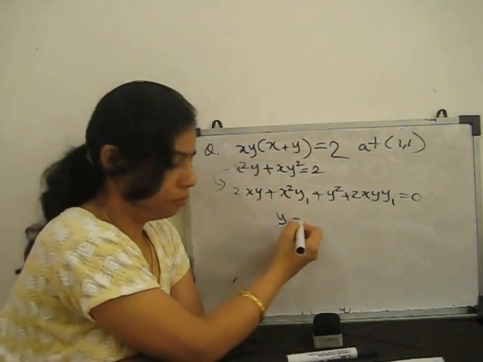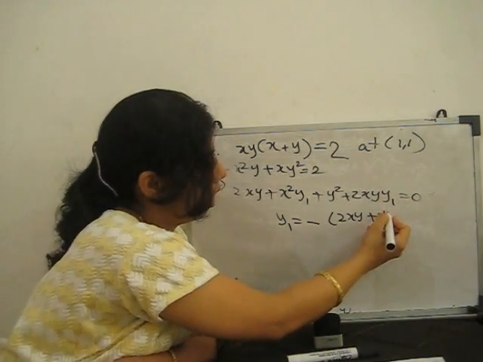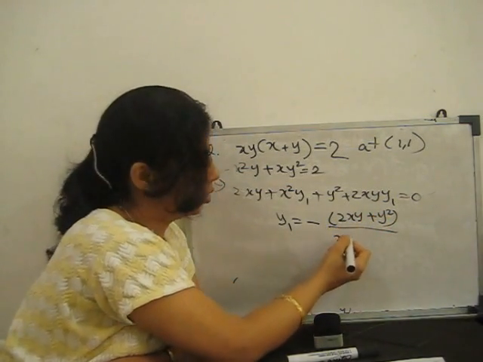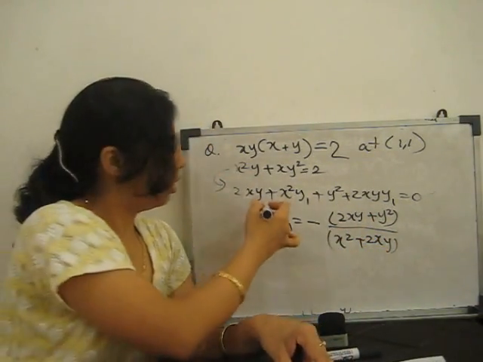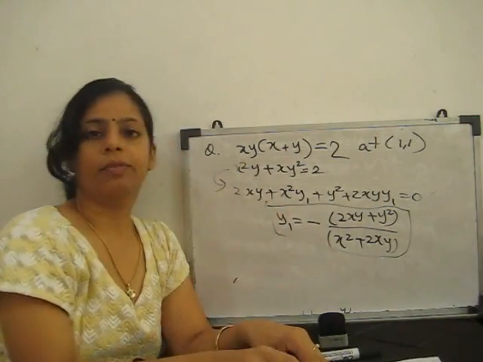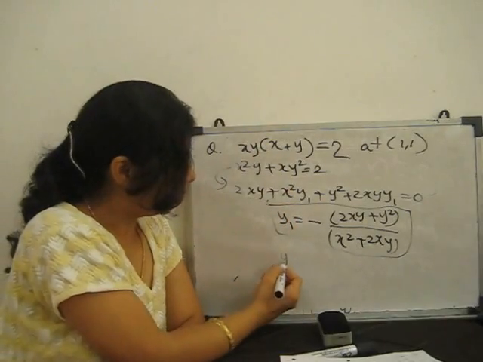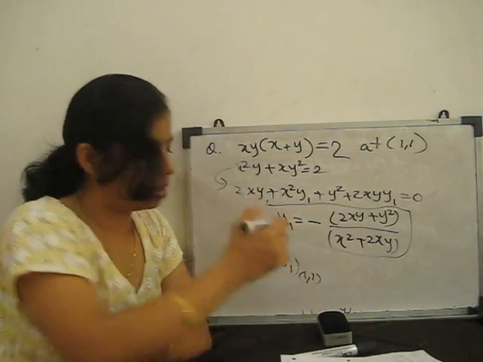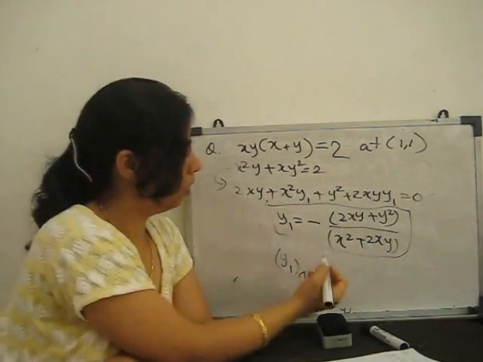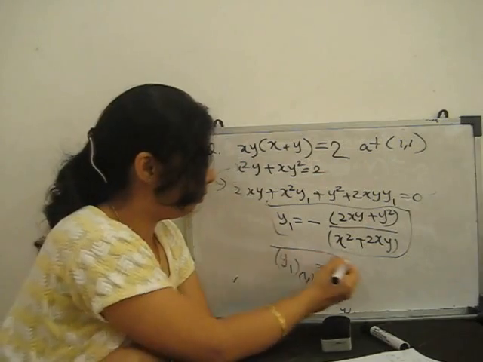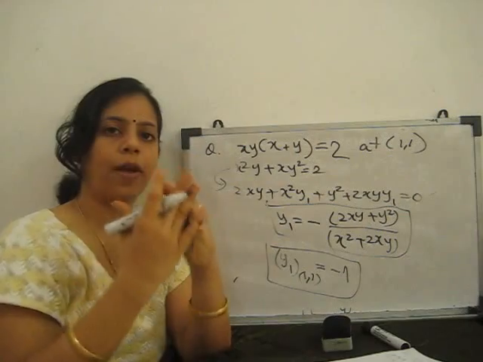So what is our y1? We can simplify it: y1 is (2xy plus y square) divided by (x square plus 2xy). Clear? This is our y1. After that we have to find this at the point (1, 1). So y1 at the point (1, 1), when we substitute x equal to 1, y equal to 1, comes to minus 1. So y1 at (1, 1) is minus 1. Second thing, we have to find out y2.